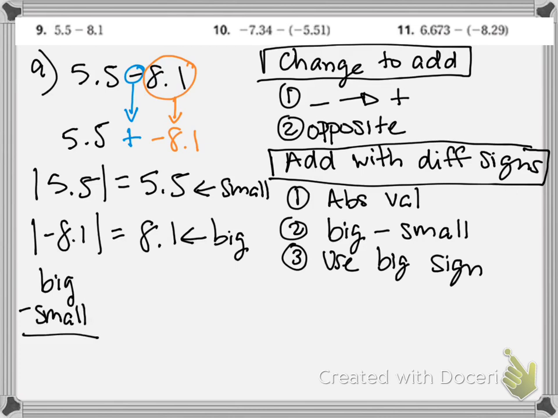With decimals, I like to stack them up and down instead of writing them horizontal. So I'll take the bigger one, put it on top, take the smaller one, put it down below, and we want to make sure that we line up our decimal points and all of our numbers. We need to make sure we're a little careful with this. So our decimal point is going to go right down below.